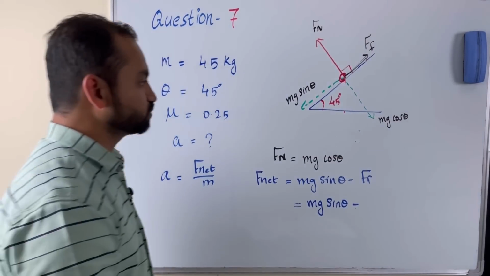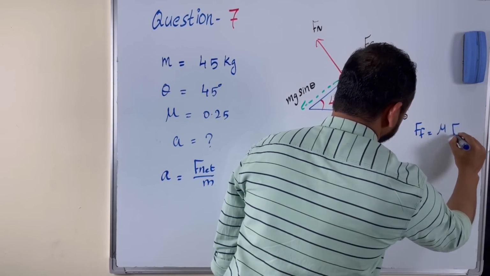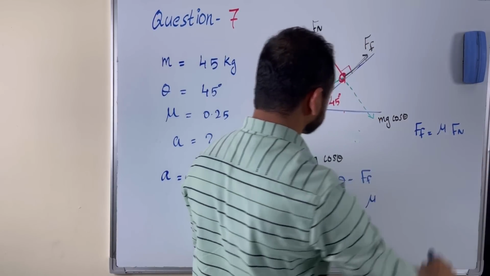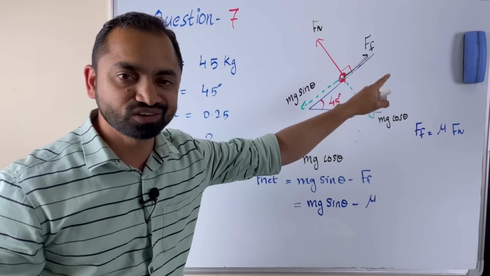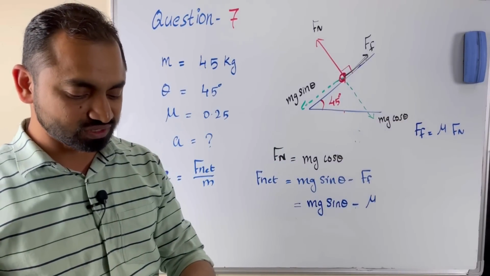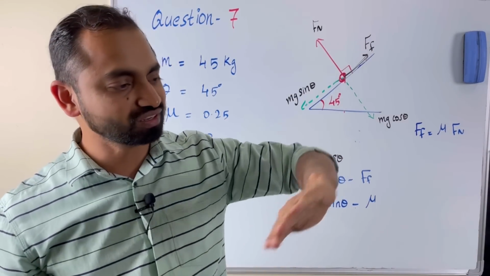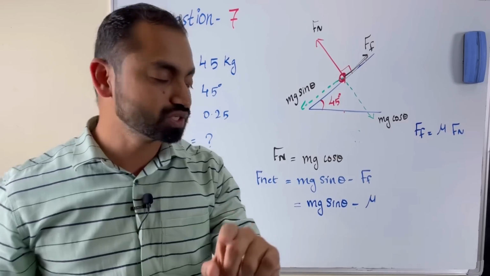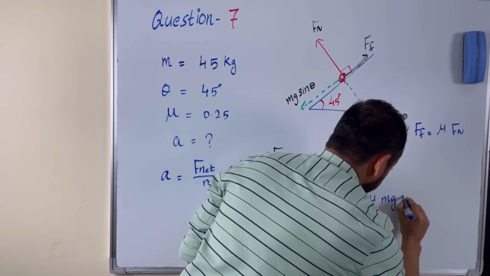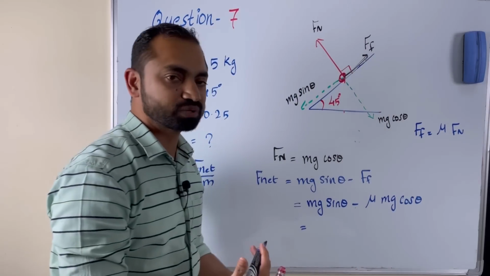What is the equation to calculate friction? Frictional force is equal to coefficient of friction multiplied by normal force, right? So instead of friction we will write coefficient of friction multiplied by normal force. So what is normal force? In an inclined plane, normal force will always be equal to mg cos theta. On a horizontal surface, what? On a horizontal surface, normal force is equal to mg, and on an inclined surface, normal force is equal to mg cos theta. So instead of writing normal force, we will write mg cos theta. So mg sin theta minus coefficient of friction multiplied by mg cos theta.